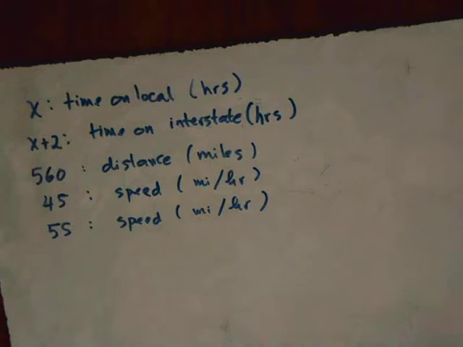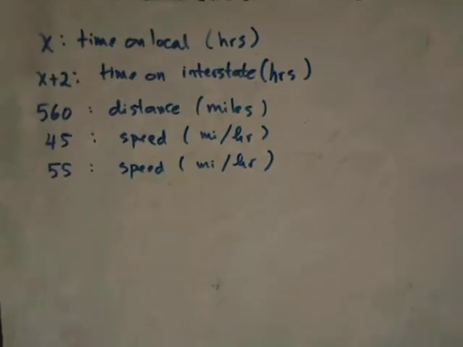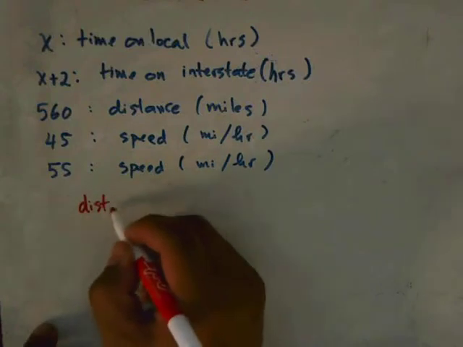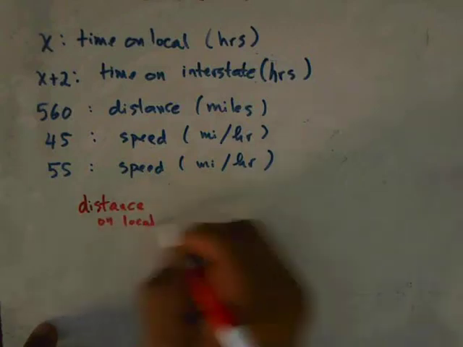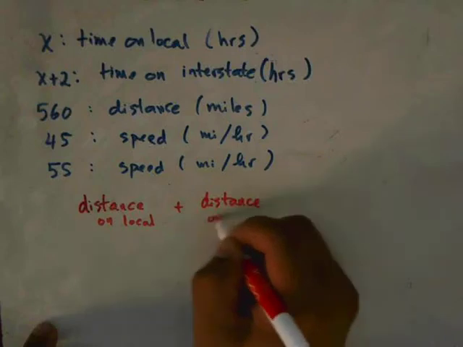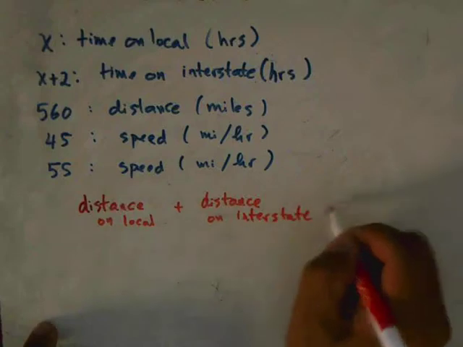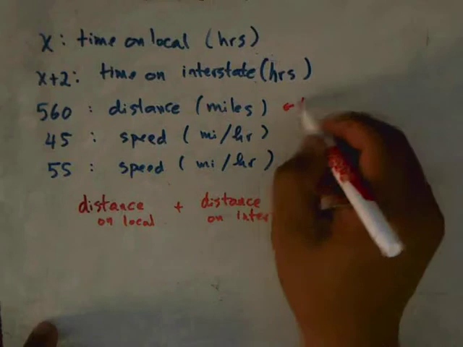So I'm going to give myself a little more room here, and I can work with this now. One of the things we know for sure is that the distance on local plus the distance on interstate is equal to 560, because this is really the total distance.